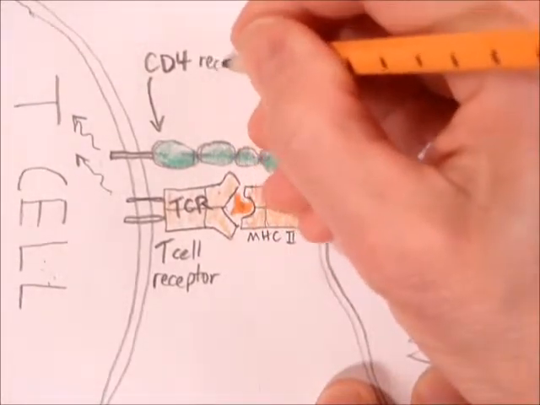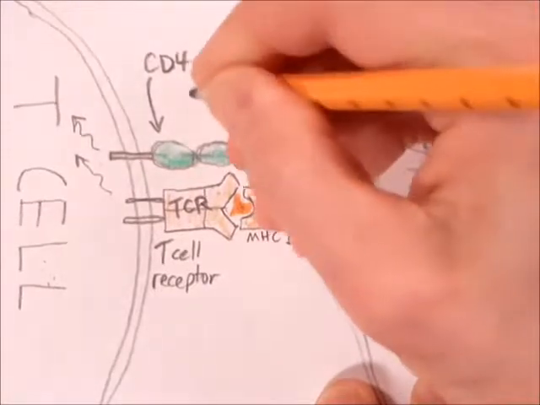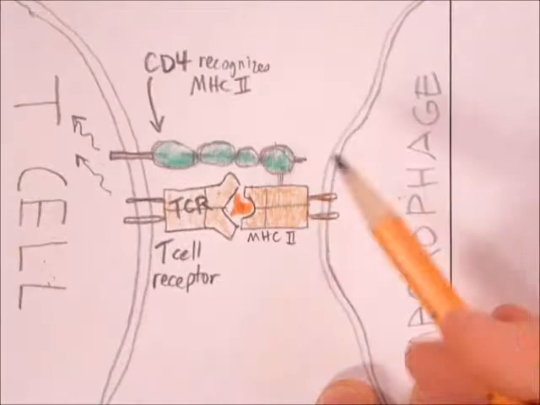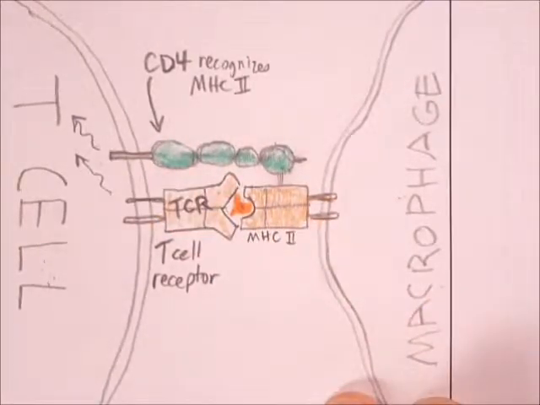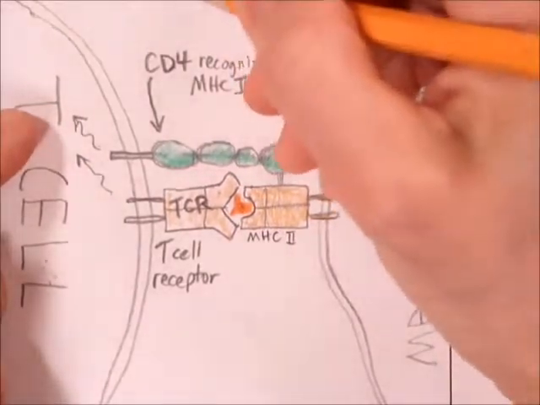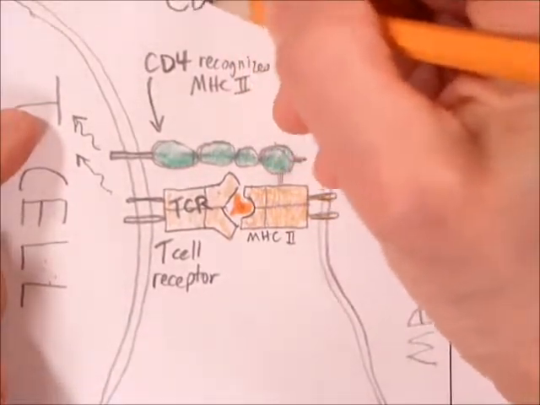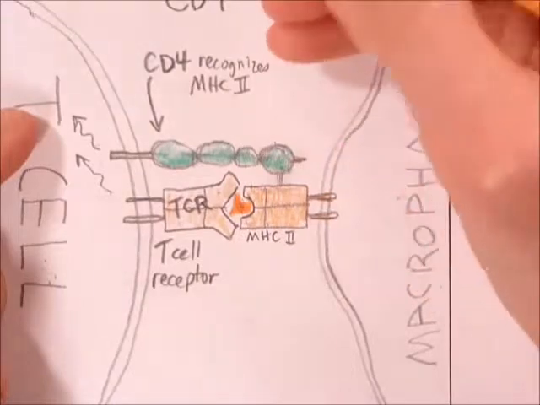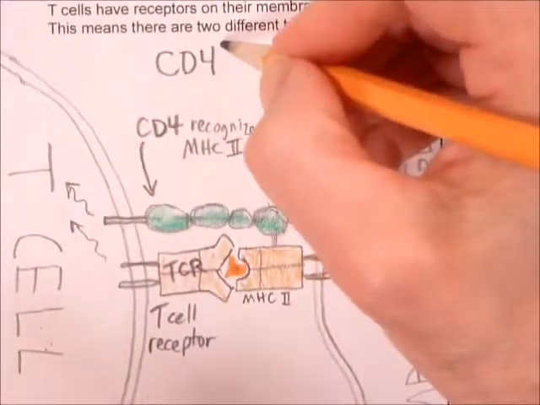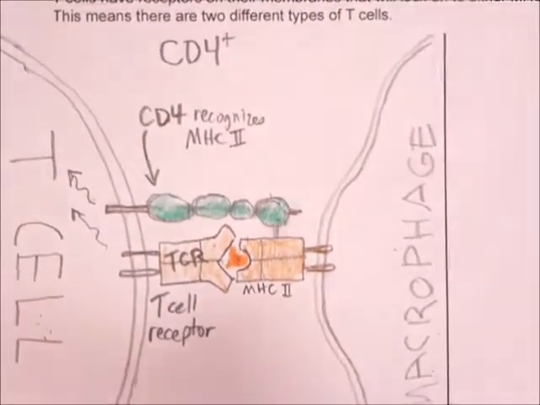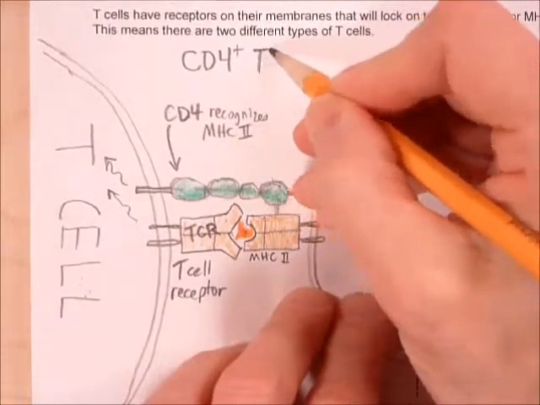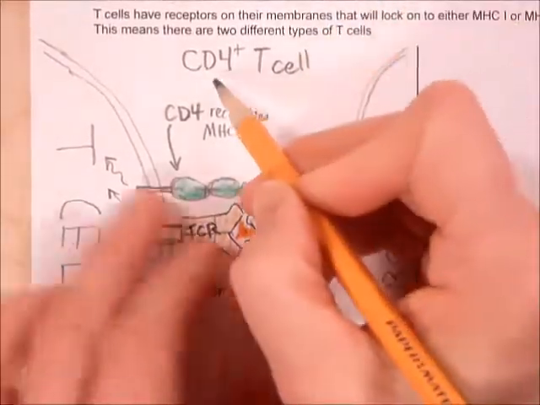CD4 recognizes MHC2. That's its job. That's all it does, and then sends a signal. So guess what these T cells are called? Technically, their right name is CD4 or CD4 plus. CD4 positive means it does have it. Yes, I have it. This is a CD4 T cell.